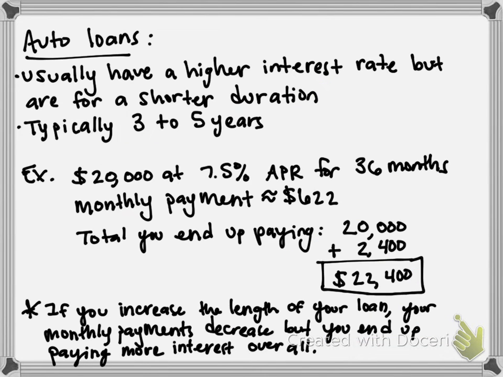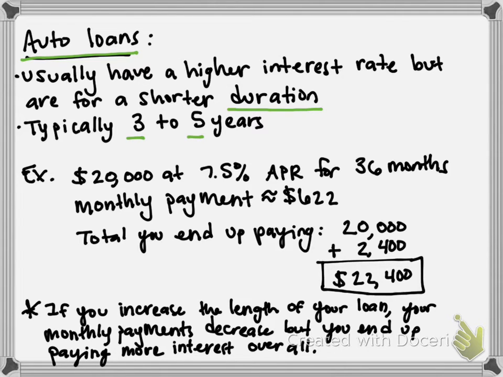All right, the next type is an auto loan. This is for when you buy a car. Auto loans usually have a higher interest rate, but are typically for a shorter duration. Duration means length of time. So usually auto loans are either 3 years or 5 years.